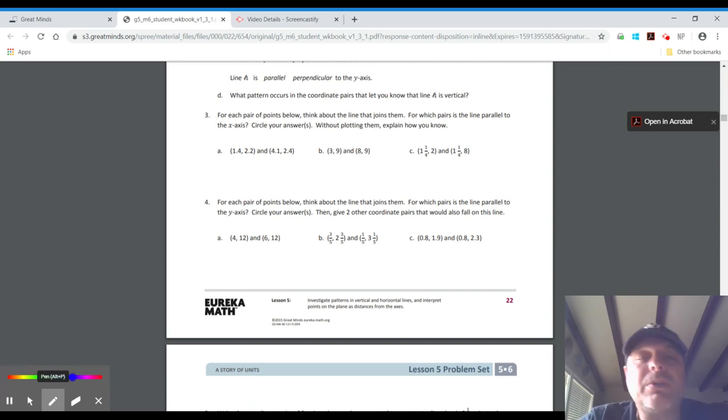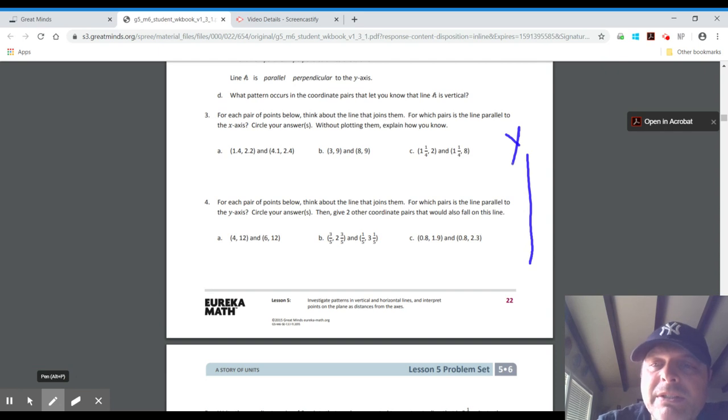Okay. So we're looking for something parallel to y. That means it goes up. This is y, and y goes up and down. So we need to find a line that goes up and down. That means it's going to have the same x coordinate. So the x's are going to be the same. That's your first number. So the first numbers need to be the same in each pair. And I'm looking, and I only see this one.